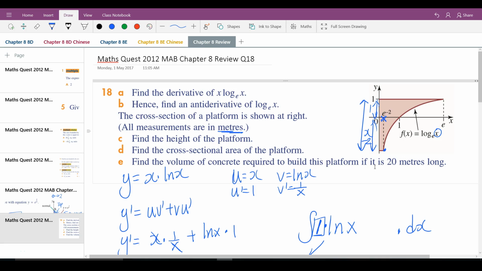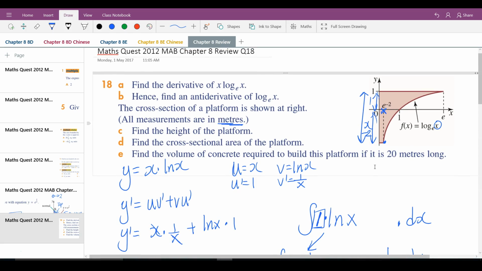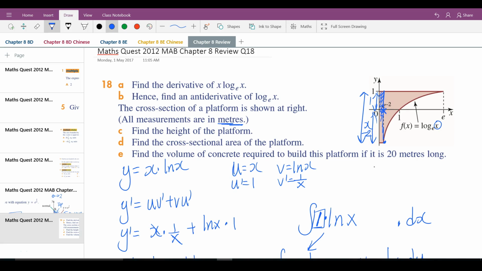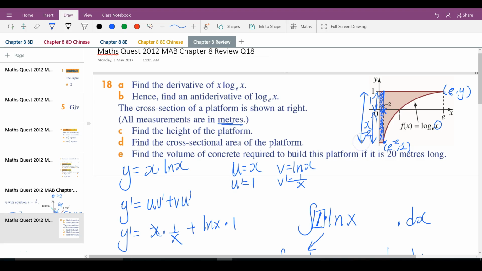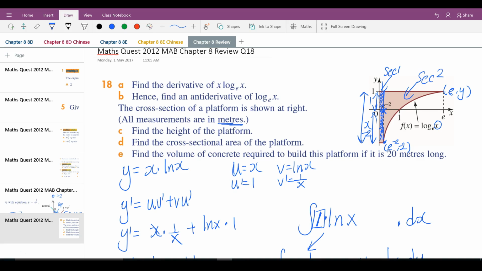Okay, quickly, question D. The cross-sectional area of the platform. Oh, Lord. Okay, so the cross-sectional area. We're going to break this into 2 parts. We're going to find this rectangle first, and then from this point to that point. Now, we know this point is e to the negative 2 and negative 2, and we know this point is e, because it tells us that. I don't know the y value, but it doesn't really matter in this case. All we need to know is the x value. So let's find the little small rectangle first. So we've got section 1, and this is section 2.